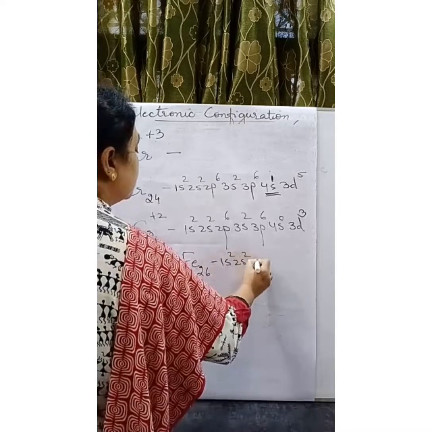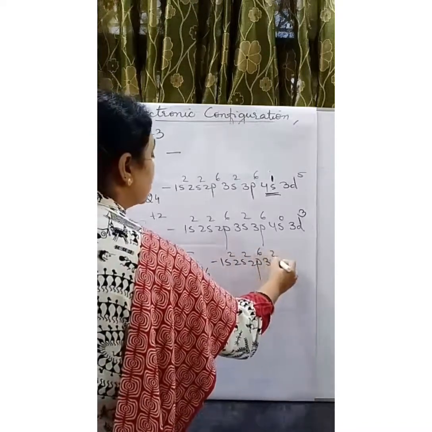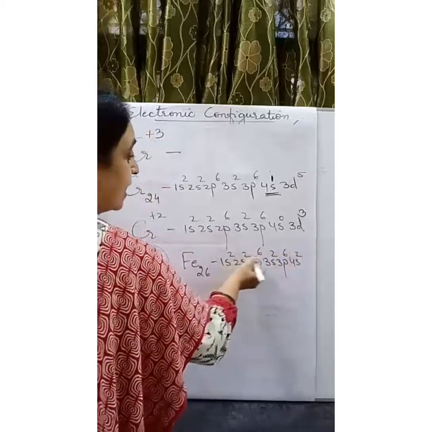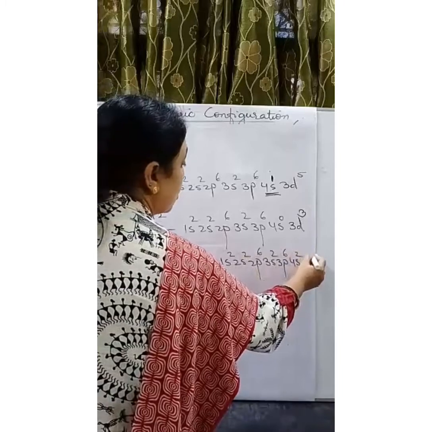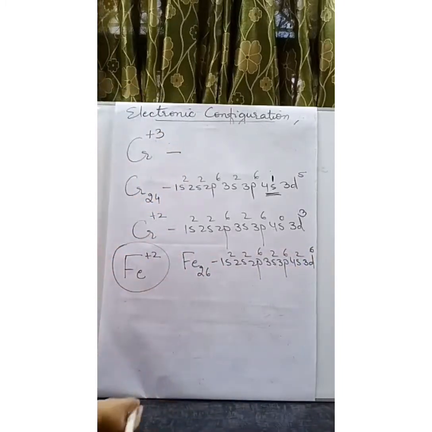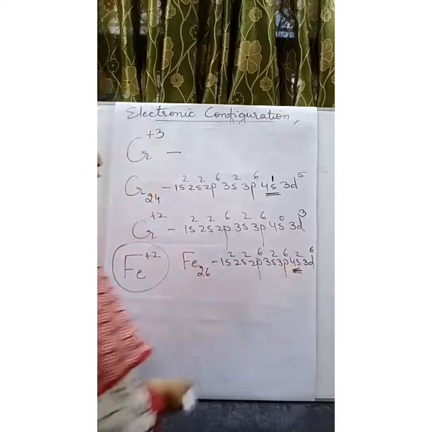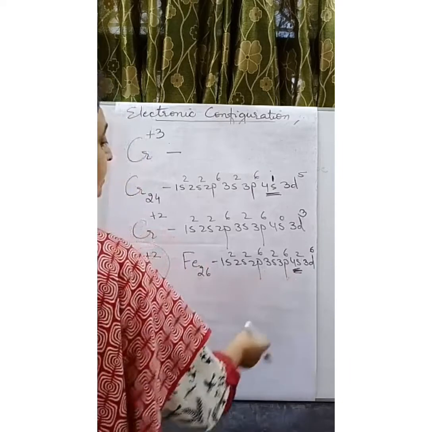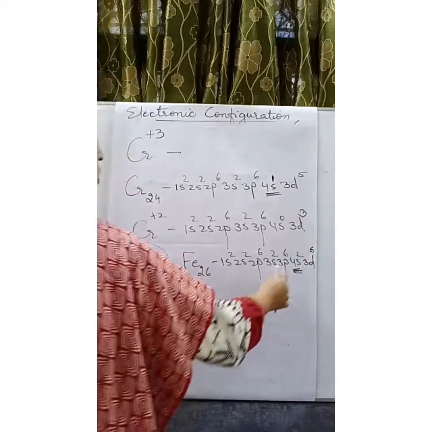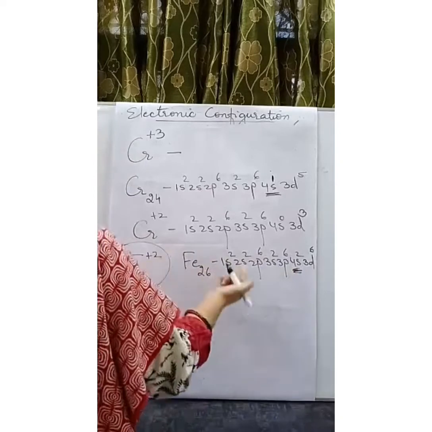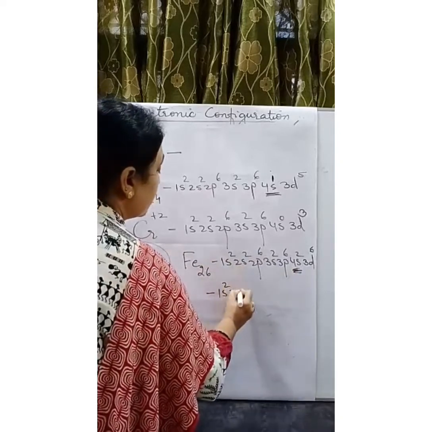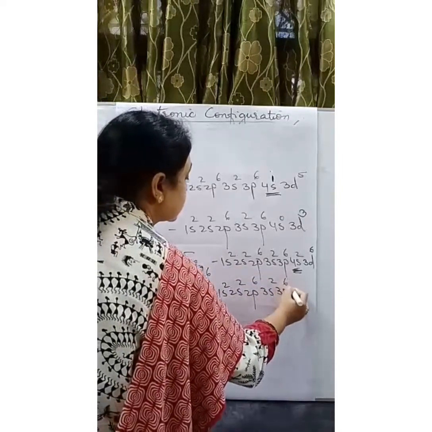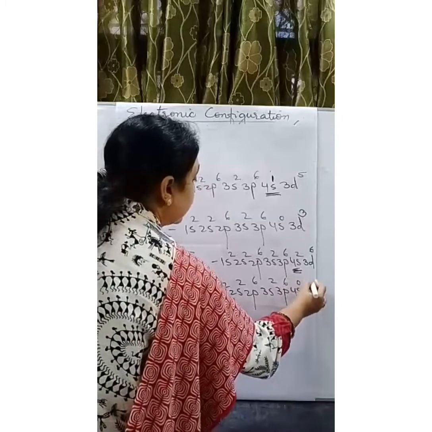1s2, 2s2, 2p6, 3s2, 3p6, 4s2. I will wait and calculate. 10 and 20. 6 more. 3d6. Now which is my valence? 4th. You have to look at the principal quantum number outside. 4s is your valence shell. So electrons will first of all move out from here. So 2 will go, and how many do I have to lose? 2 only. So 1s2, 2s2, 2p6, 3s2, 3p6, 4s0, 3d6.